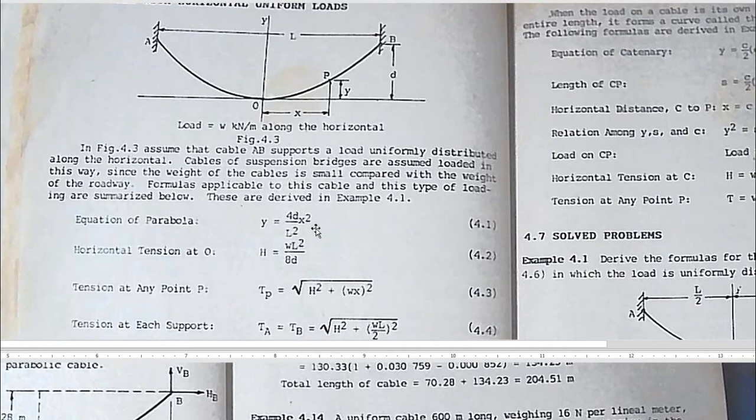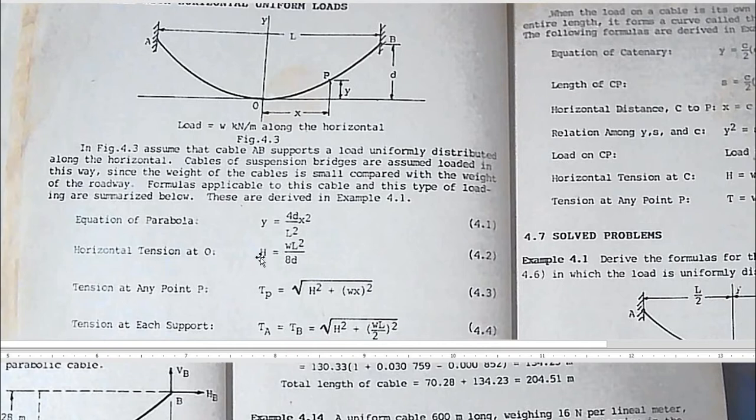Y is equal to 4dx squared all over L squared. Note na yung L dyan, yan yung horizontal length. And then Y is at any point P on the parabola. No? Yan. Ang coordinates ng point P, you have vertical distance y and horizontal distance x. And then we have horizontal tension at point O dito sa baba.